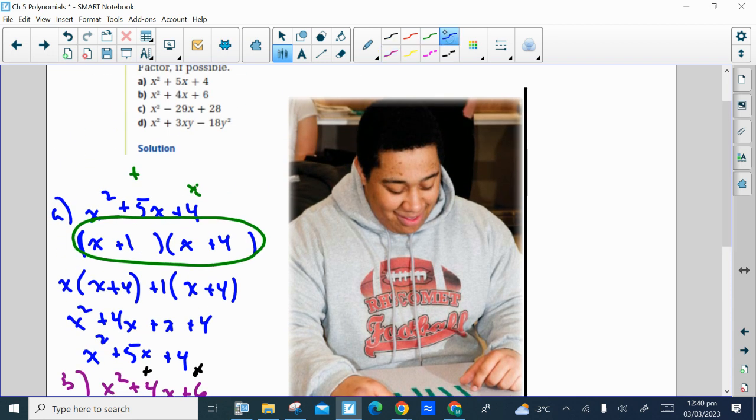Question C. x squared minus 29x plus 28. There is no common factor there. So if factors do exist, they will be binomial factors. So Brock, what goes in the first spot of the binomials?